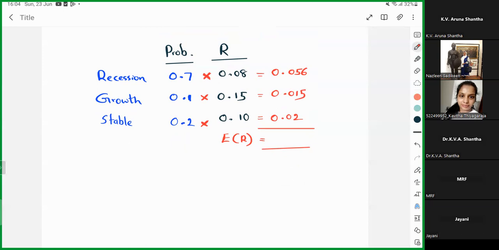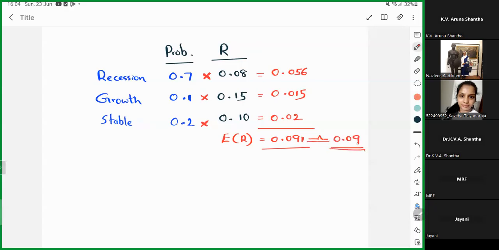How much? Is it 0.091? Have you got this answer? Yes, sir. 0.091. Yes. Right. So approximately you can say 0.09.